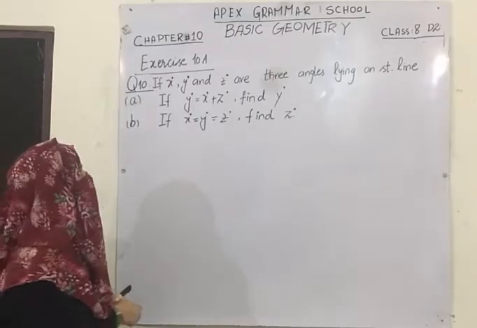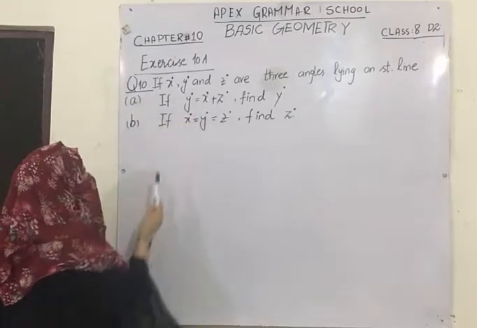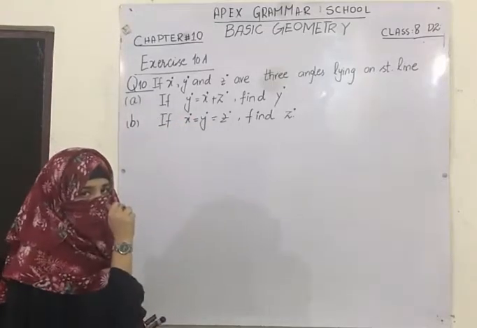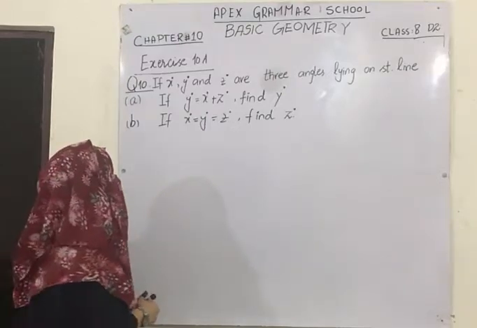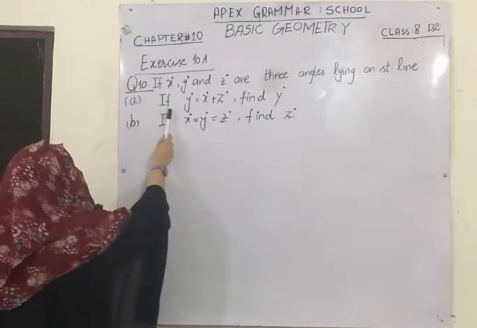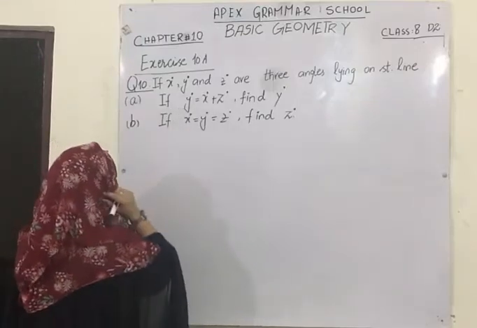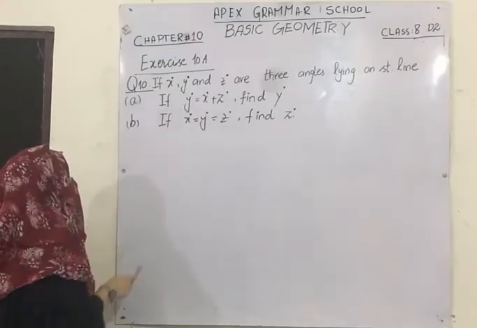Question number 10. In question number 10, you are given that X, Y, Z are three angles lying on a straight line. If they are lying on a straight line, then these three angles will be adjacent to each other, so they will add up to make 180 degrees. In the A part, you are given that Y is equal to X plus Z. You have to find the value of Y.